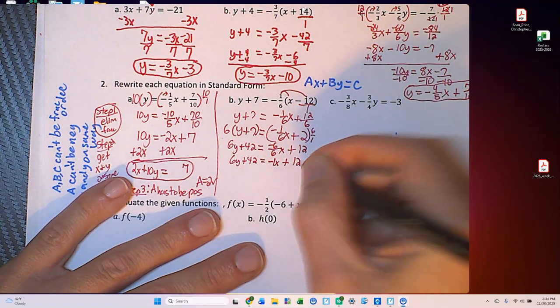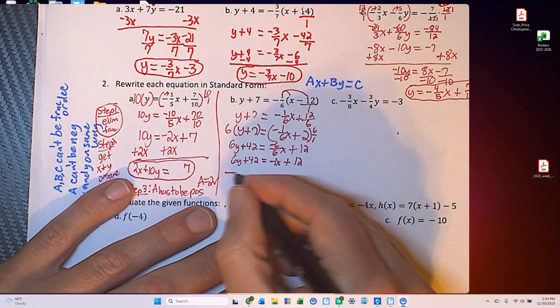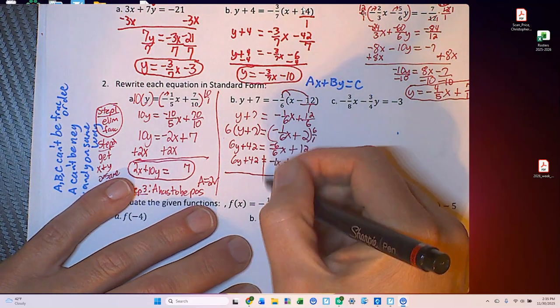I love the vertical method. My favorite math teacher of all time wouldn't allow us to use it.